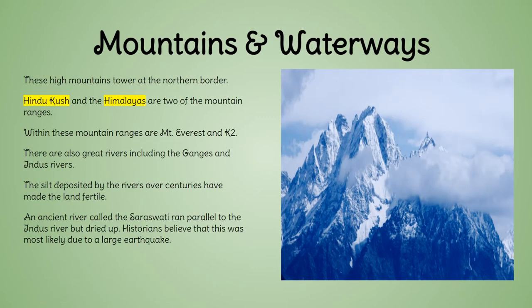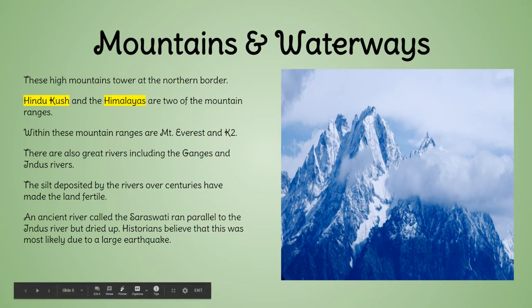These high mountains tower at the northern border of India. Hindu Kush and the Himalayas are two of the mountain ranges. And within these mountain ranges are two extremely famous mountains that I'm sure you heard of, Mount Everest and Mount K2. Everest is the highest point in the world above sea level. And in addition to these amazing mountains, there are also great rivers, and these include the Ganges and Indus rivers.